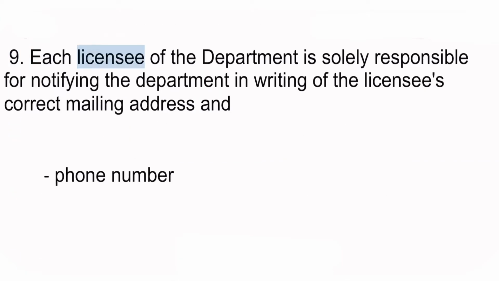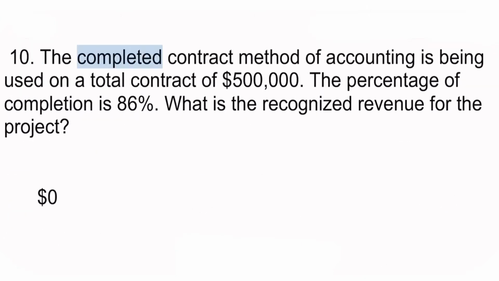9. Each licensee of the department is solely responsible for notifying the department in writing of the licensee's correct mailing address and phone number. 10. The completed contract method of accounting is being used on a total contract of $500,000. The percentage of completion is 86%. What is the recognized revenue for the project? $0.